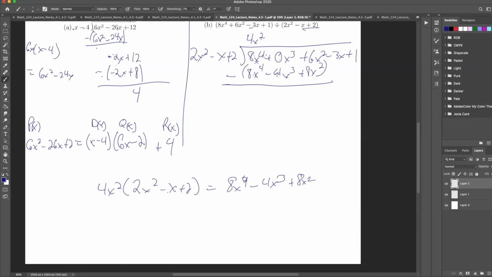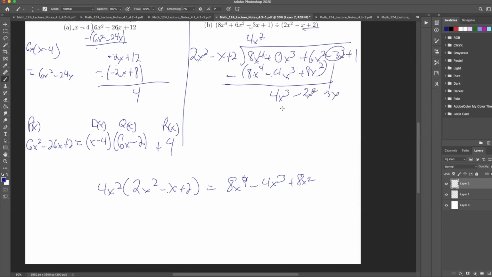0x to the fourth minus a minus 4x cubed is positive 4x cubed. So that gives me positive 4x cubed. Here I'll have 6x squared minus 8x squared gives us minus 2x squared. And then I just pull down this term and drop it down here, minus 3x.